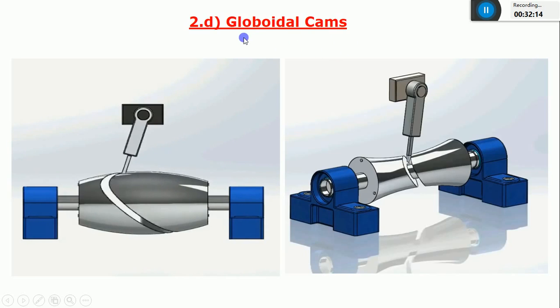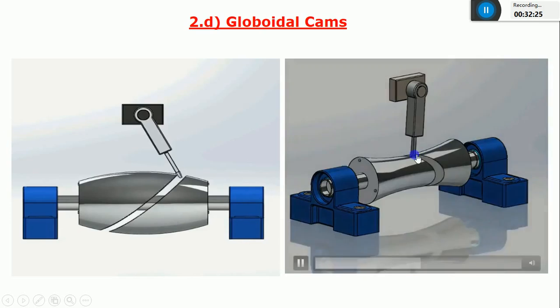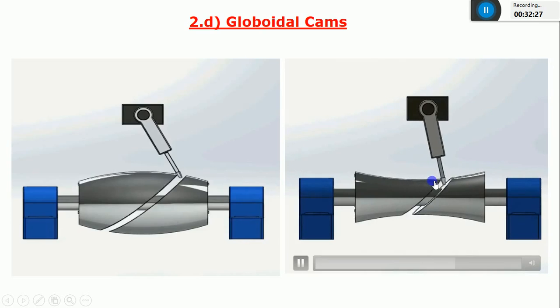One more example of this globoidal cam is a concave shape cam. You can see the animation. Again, the working principle is the same. The shape of this cam is in the form of a concave shape and it has a groove. With respect to the groove, the follower is attached.